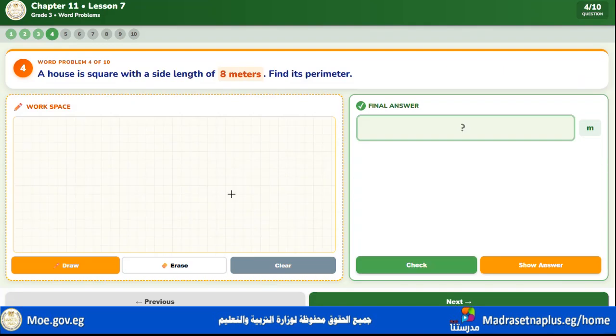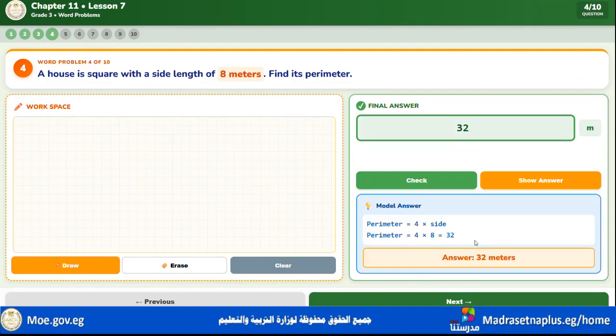A house is a square with a side length of 8 meters. Can you get its perimeter? Yes. 8 times 4 equals 32. So the perimeter of this house is 32.